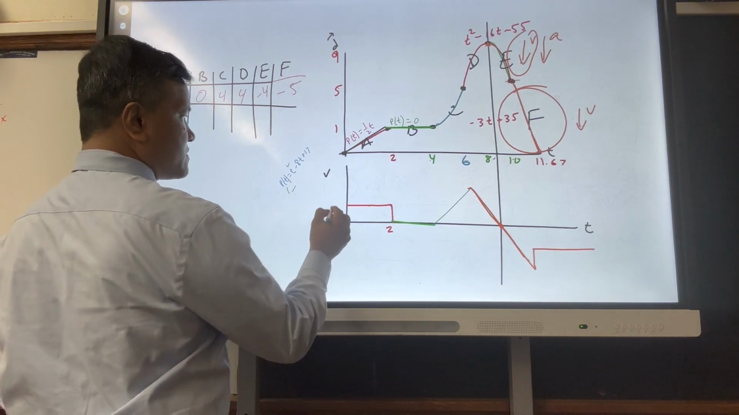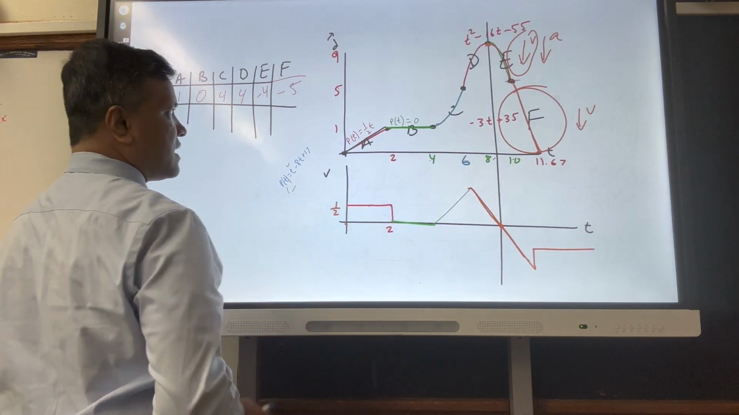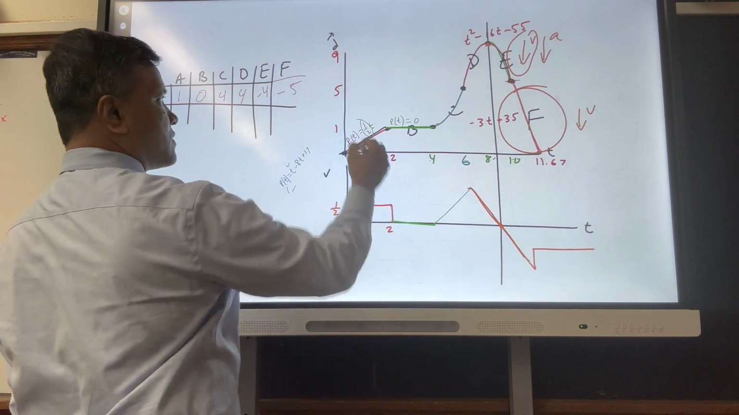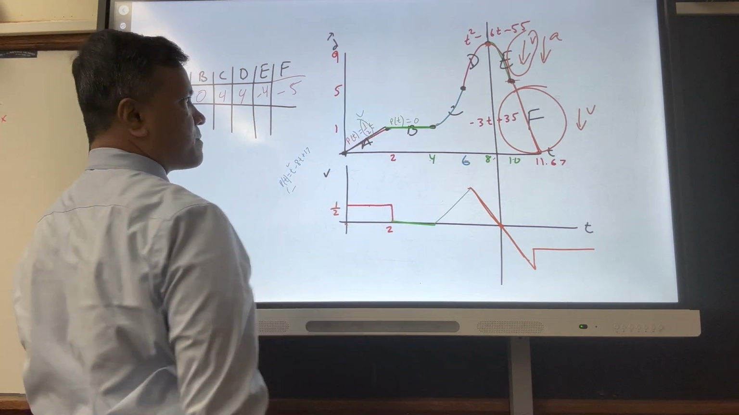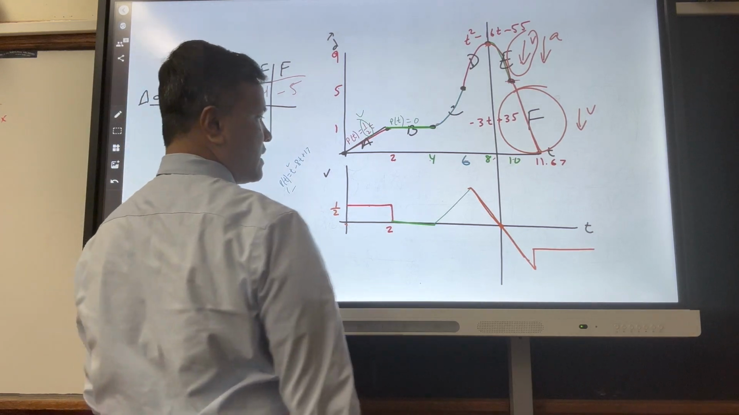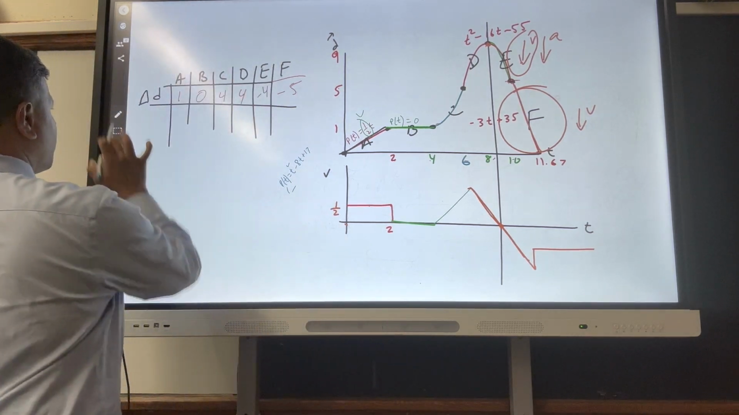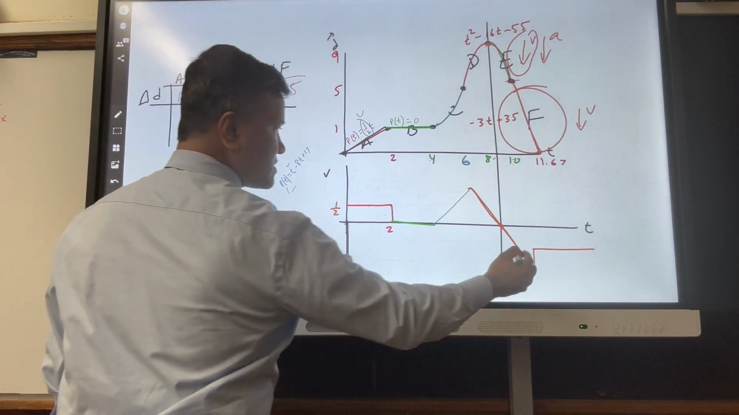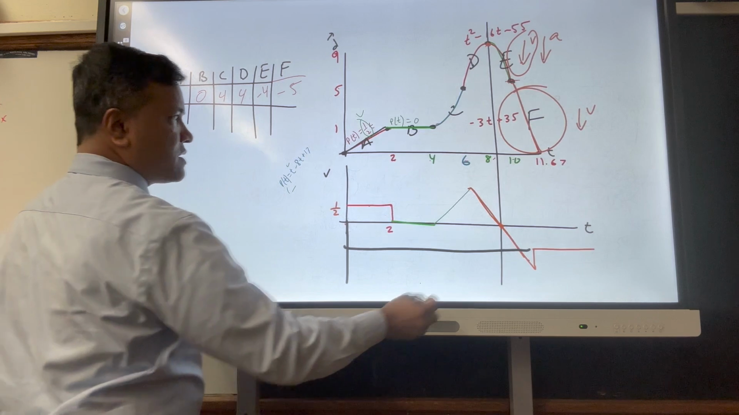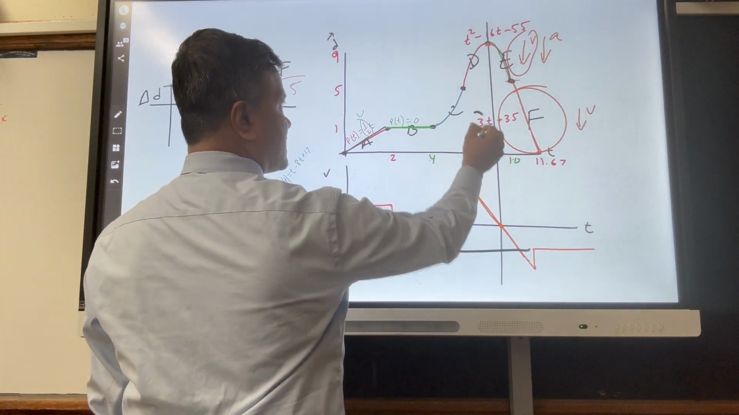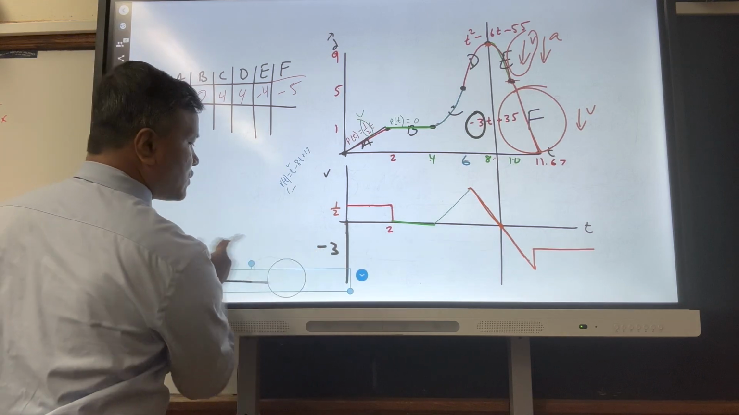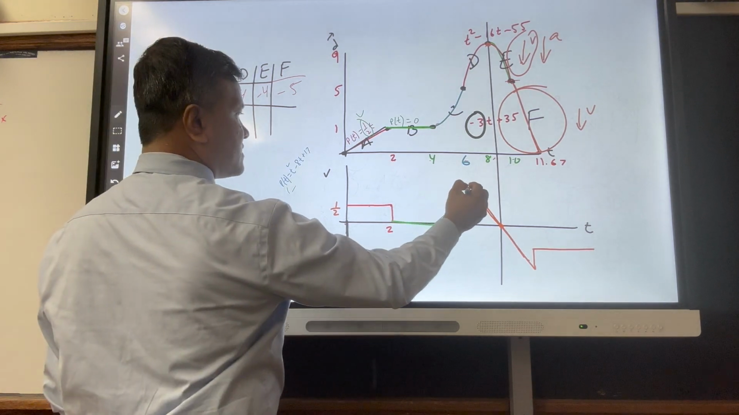Your velocity is a half. Why is velocity a half? In math class you call it slope, right? In physics class this is your velocity. And what is the velocity over here? Look, over here it is -3. Velocity is -3.